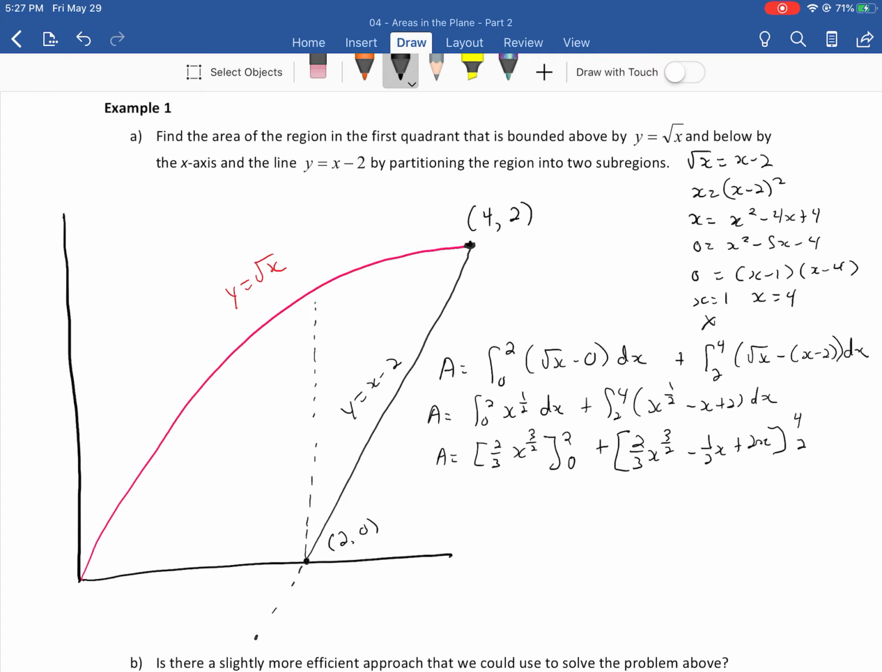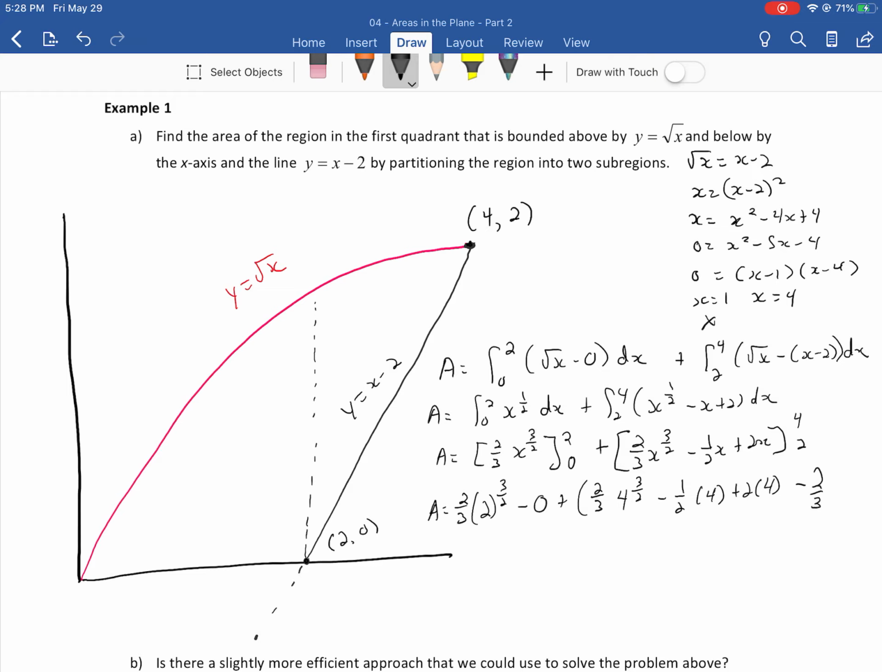Okay, first one, sub in 2 into that thing. So what I get is 2/3 times 2 to the 3/2 minus 0, because when I sub in 0 to that thing, I get a 0, plus the first set of brackets for this one, I'm subbing in 4. So when I put in 2/3, now it's 4 to the 3/2 minus 1/2 of 4 plus 2 times 4 minus, when I put 2 in there, I don't get 0 the whole time. I get a whole bunch of other terms here.